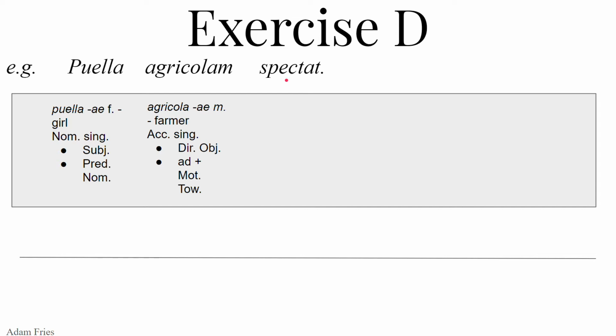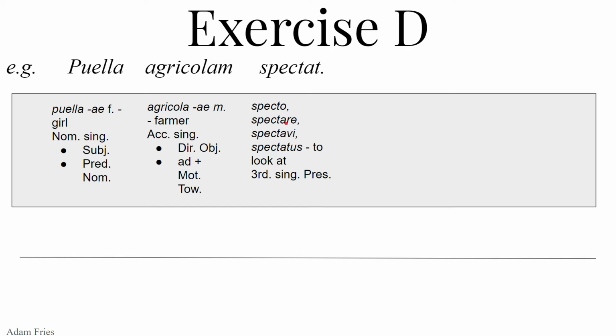So we have spectat, the verb. We have the principal part, specto, spectare, spectavi, spectatus. It means to look at. So what is the person, the number, and the tense? It's got the T ending, so the T ending is third person singular, and present is the only tense that you know. Formed from the present stem specta with the T ending, spectat.